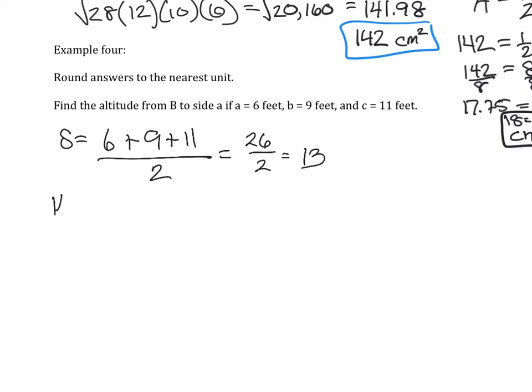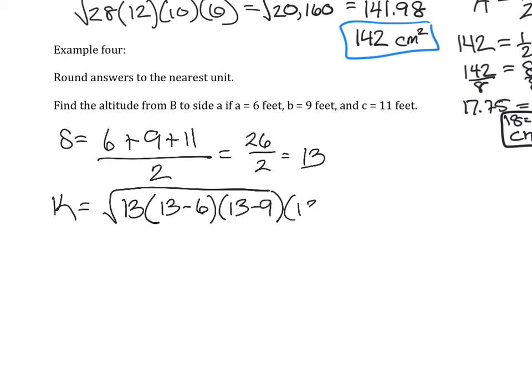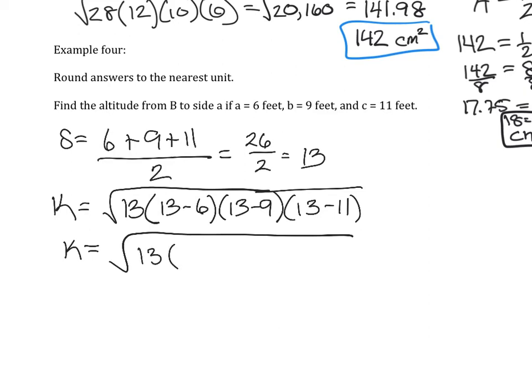Finding K now, you need to take the square root of 13 times (13 minus 6) times (13 minus 9), and then (13 minus 11). Clean that up, or enter it right into your calculator. So you're going to have 13 times 7 times 4 times 2.